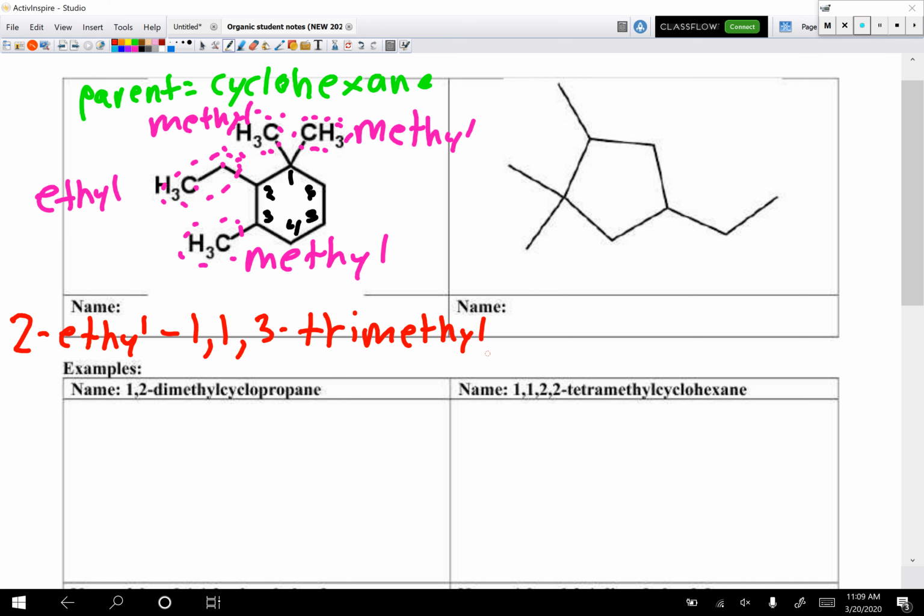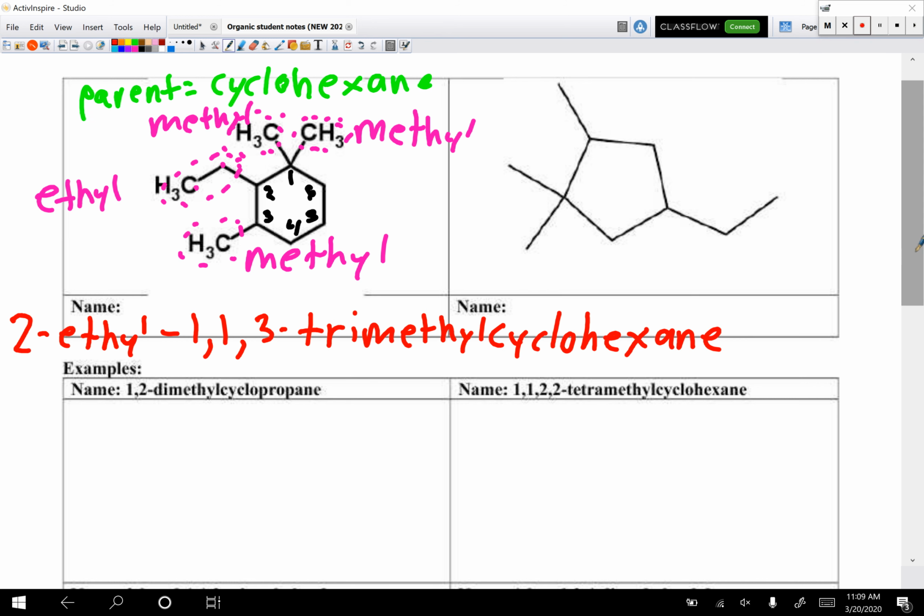So that is all of our branches. Now we need to name our parent chain. Our parent chain, which we already have listed up above, is cyclohexane, all one word. So we get 2-ethyl 1,1,3 trimethyl cyclohexane. And that is that name.